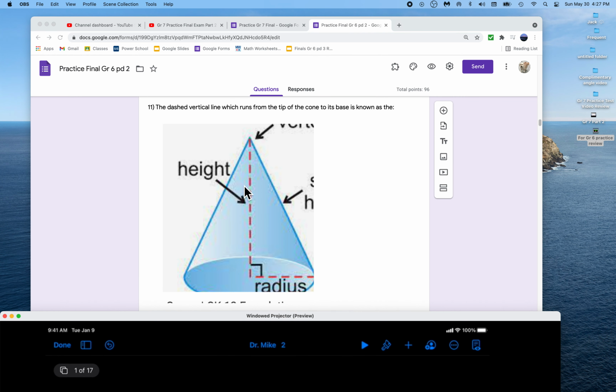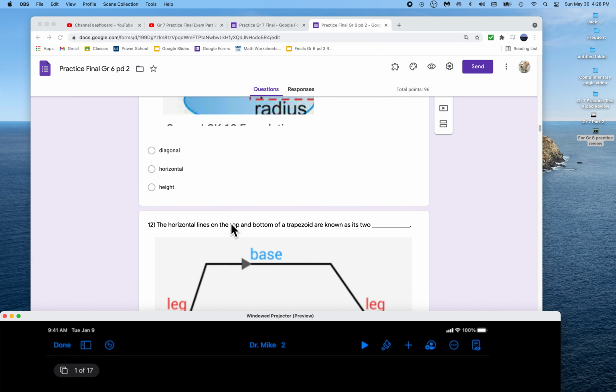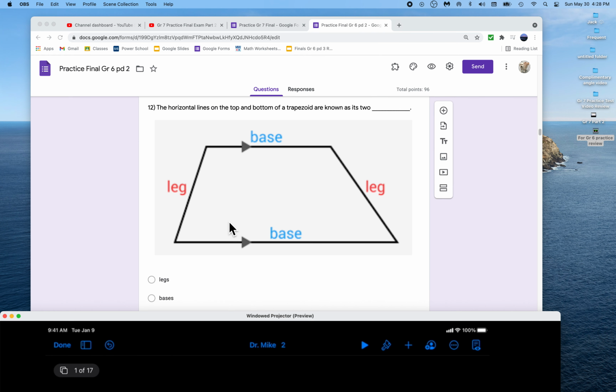Next one. The dashed line, that's the height of any object. It goes perpendicular to its base. That's the height. Horizontal lines on the top and bottom of this trapezoid, they are known as bases. These are legs, these are bases.